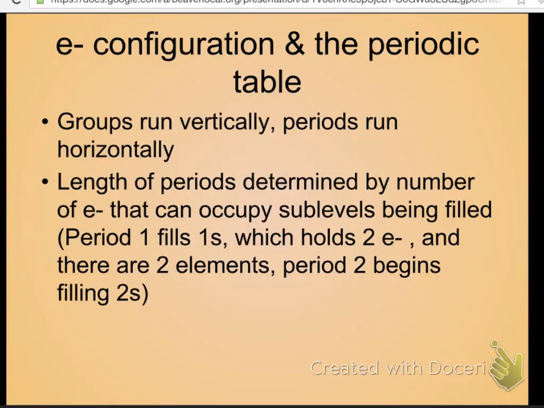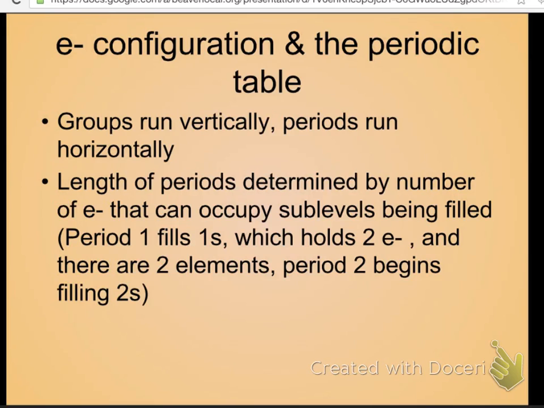I'll read that, it makes sense. Groups run vertically, groups run up and down. Years and years ago, a student of mine who was really good at making up memory tricks said, oh, gravity pulls things down. Groups run up and down. Okay, that works. And periods run across the table. They're horizontal. Now that second bullet point, is that real comprehensible, real clear? Length of periods is determined by number of electrons that can occupy sublevels being filled.